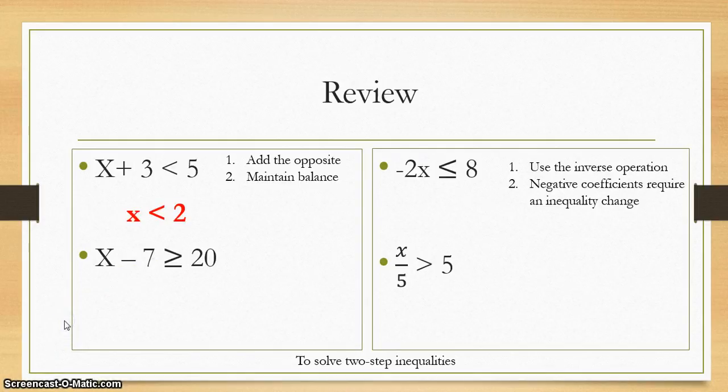x plus 3 less than 5, the answer would be x less than 2. x minus 7 greater than or equal to 20 becomes x greater than or equal to 27.